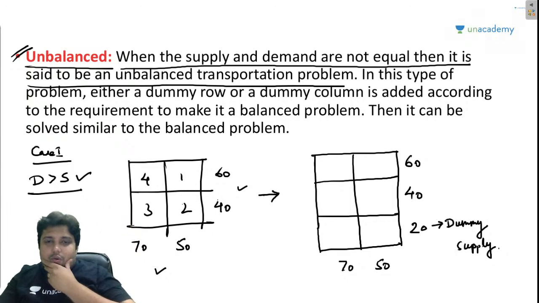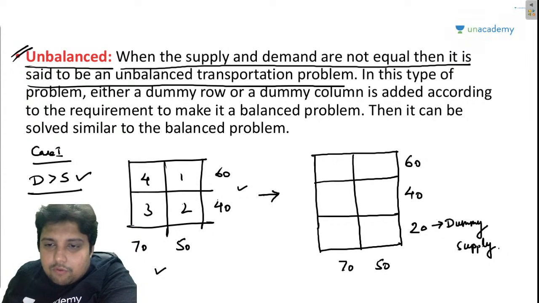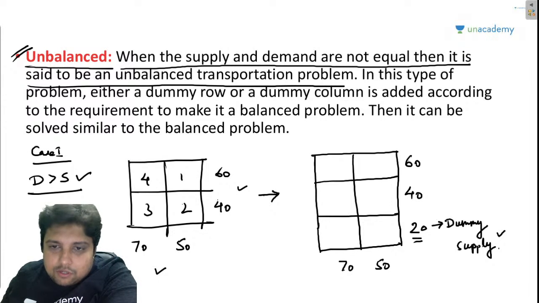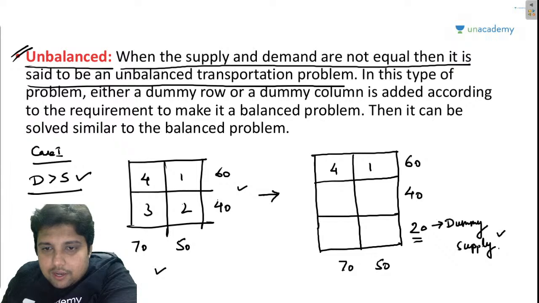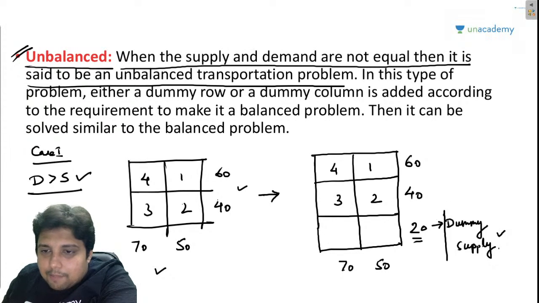Sorry for the interruption. Basically, there was a difference of 20 units, and if these 20 units had been there in the supply, then demand and supply would have been equal and the problem would have been balanced. But actually this was not there. I added this on my own. That's why I'm saying this is a dummy supply. Dummy means fake, correct?